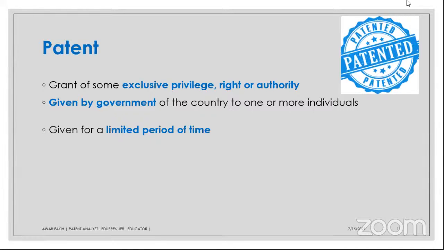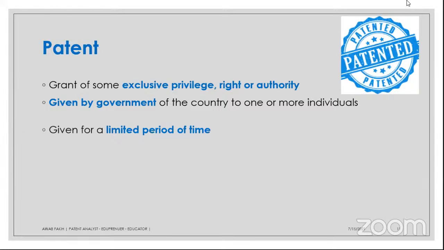So, patent. A patent is a grant of some exclusive privilege rights, or an authority, you can say. Someone, when we were discussing before the start of the webinar, said authority. Yes, you were right. It is given by the government of the particular country where you are filing. It could be for one or more inventors. If all five of them are working on a product, all five can be owners. One could be an inventor, another a co-owner, right?